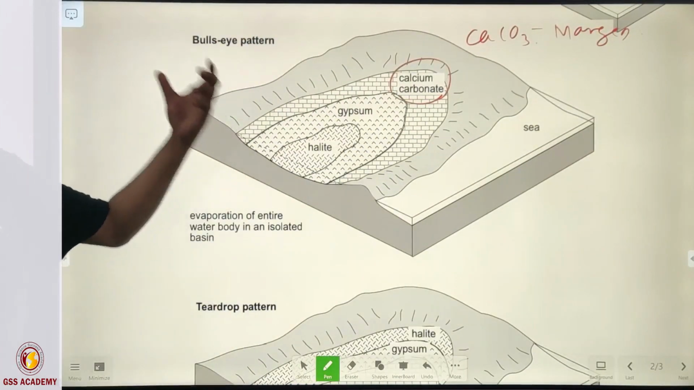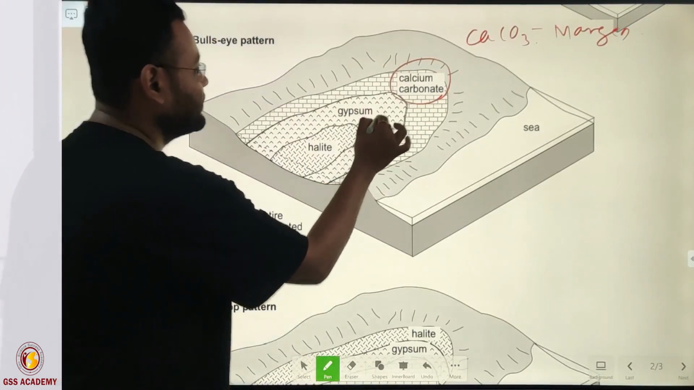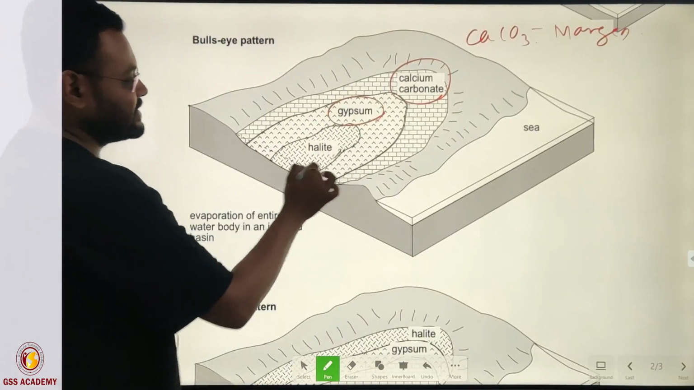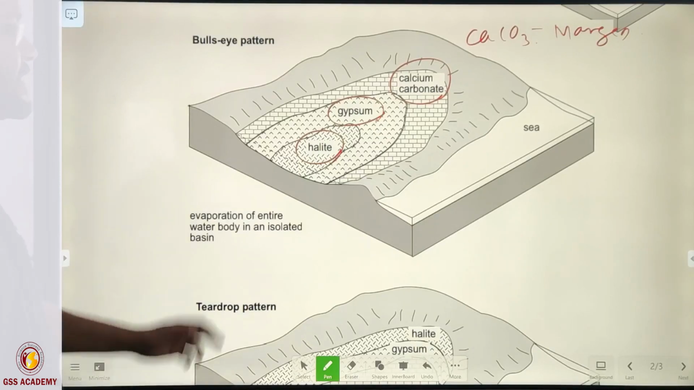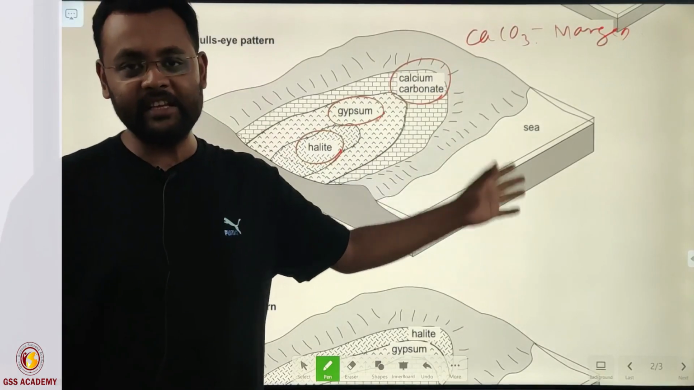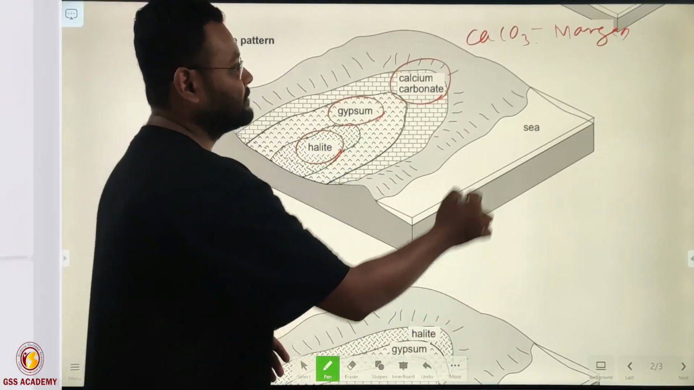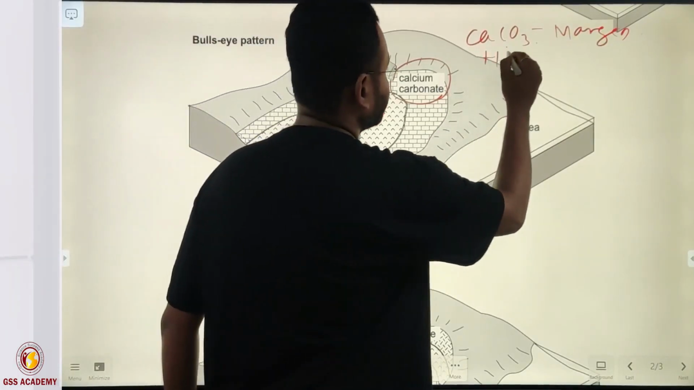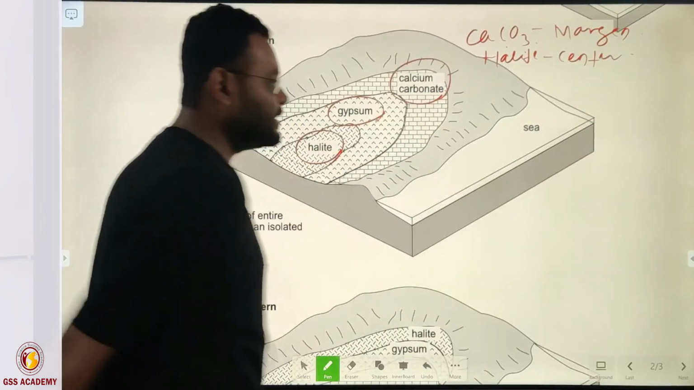As the magnitude of evaporation gradually increases, there will be deposition of gypsum, and finally at the center of the basin we have the halite deposits. That means in this typical type of deep evaporite basin, we have the deposition of calcium carbonate at the margin and halite at center.